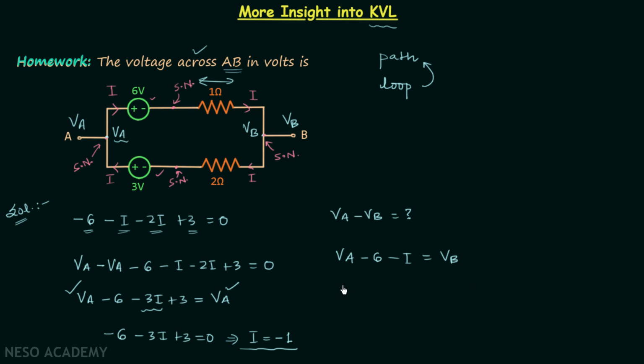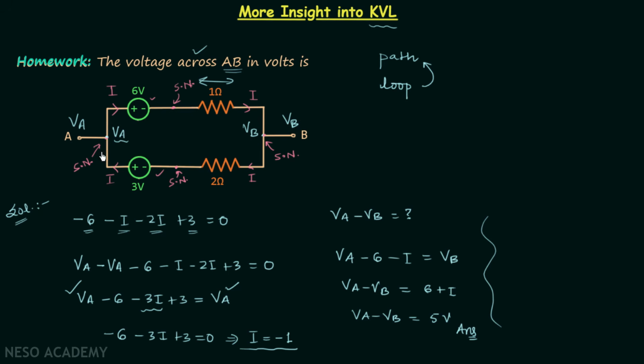Now from here we can say that VA minus VB is equal to 6 plus I, which is equal to 6 minus 1. So we will have VA minus VB equal to 5 volts. This is the answer. And why? Only to apply KVL in this path. We can apply KVL in this path as well.